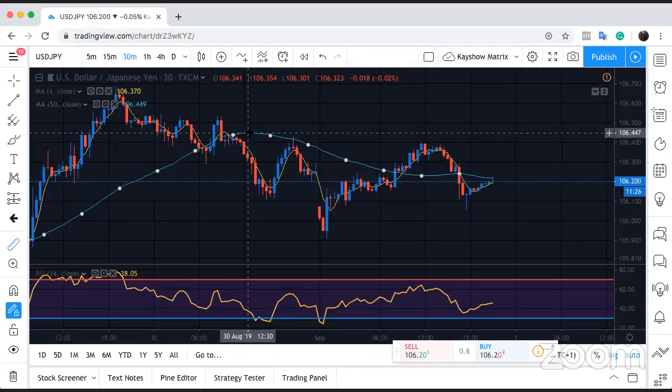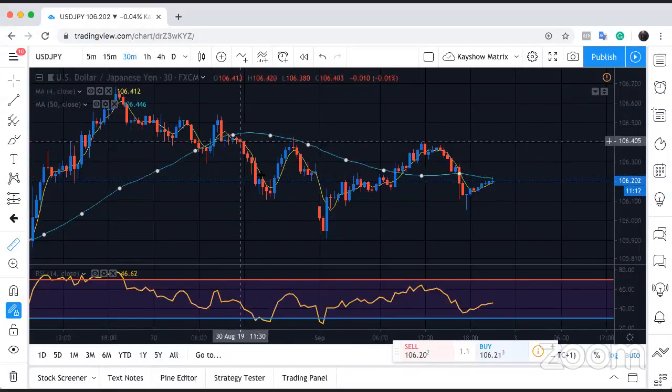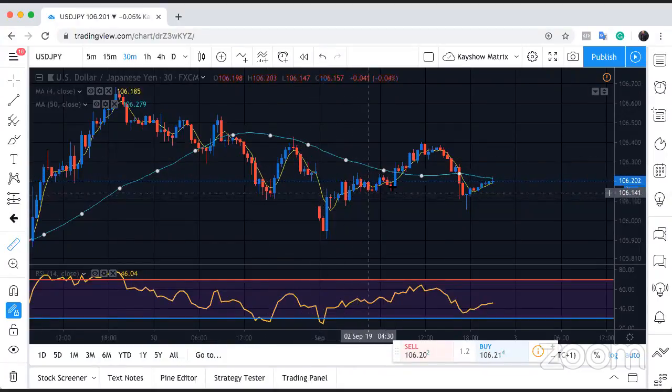The market is in a downtrend, so it's making lower lows. It's making lower lows, so it means it's in a downtrend. And you can see right here, everything under this 50 moving average. You can see price going lower and lower and lower until it gets here.